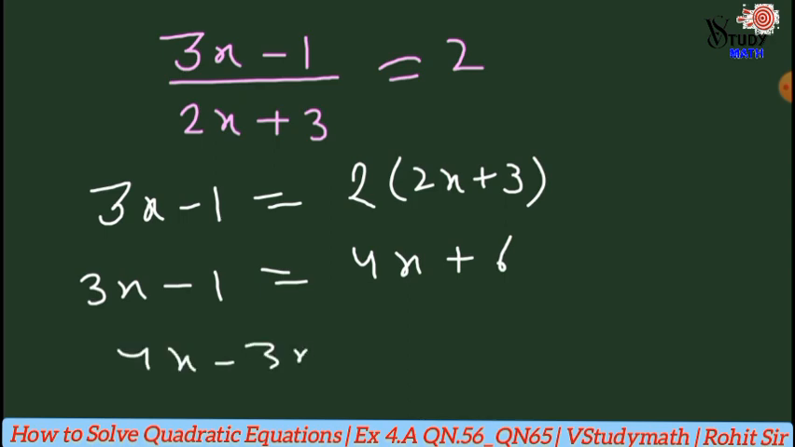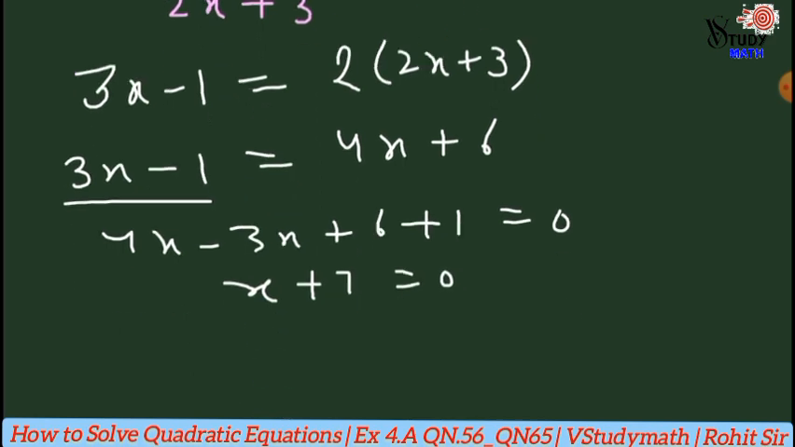When these two terms go to the right hand side, the first one will become negative and negative 1 will become positive. Now finally we have x + 7 is equal to 0. Then x will be -7. This is the first value.